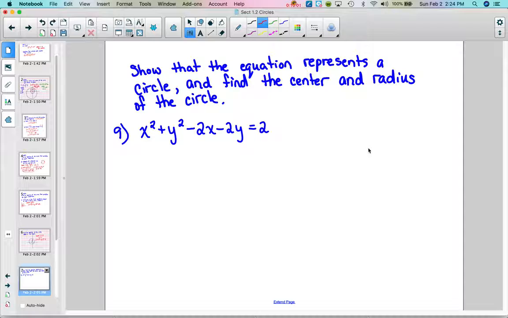Okay, next, show that the equation represents a circle and find the center and radius of the circle. Well, we're going to have to complete the square for this problem.